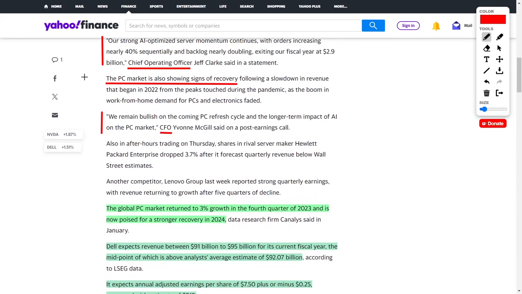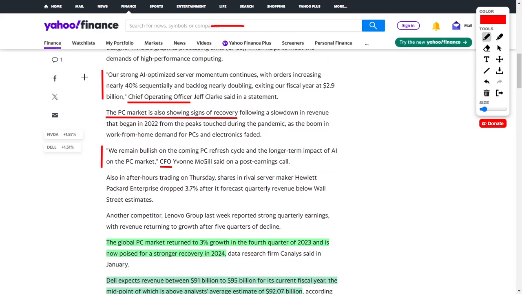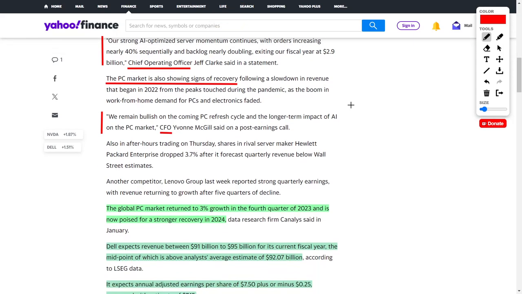Due to these marvelous results, the chief operating officer, also known as the COO, had to say this about the company, and he says, and I quote, "Our strong AI-optimized server momentum continues, with orders increasing nearly 40% sequentially and backlog nearly doubling," end quote. So this is great news for investors and the company in general.